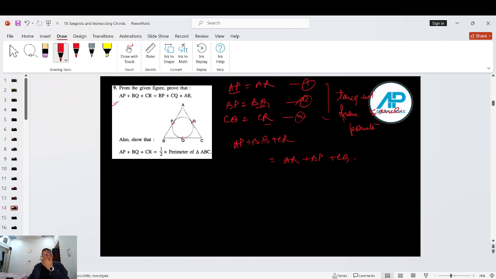It is as simple as that. Nothing less and nothing more to it. The second part is slightly changed. That is, we want to show AP plus BQ plus CR is equal to half the perimeter.